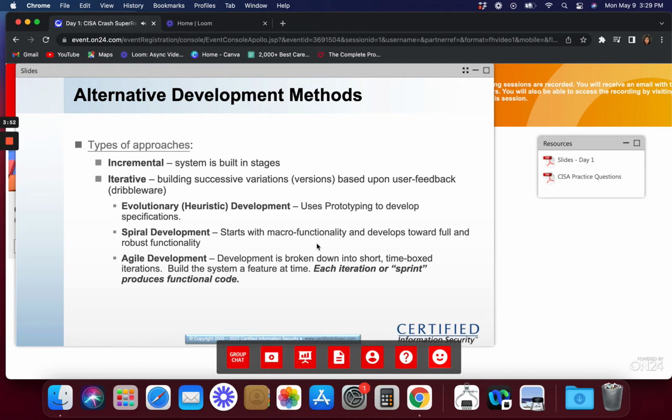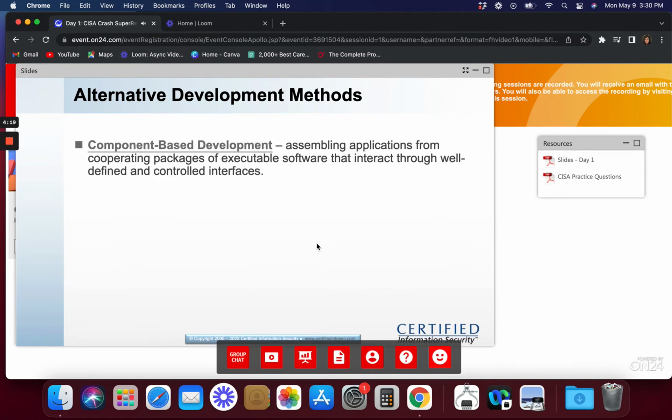You're going to need to know and differentiate between these different types of iterative approaches. Oh, Alan, you went and did it again. You categorized them, didn't you? Yes, I did. Here's your iterative batch: evolutionary, spiral, agile. They belong together as an iterative type approach. As opposed to component-based development, assembling applications from cooperating packages of executable software.